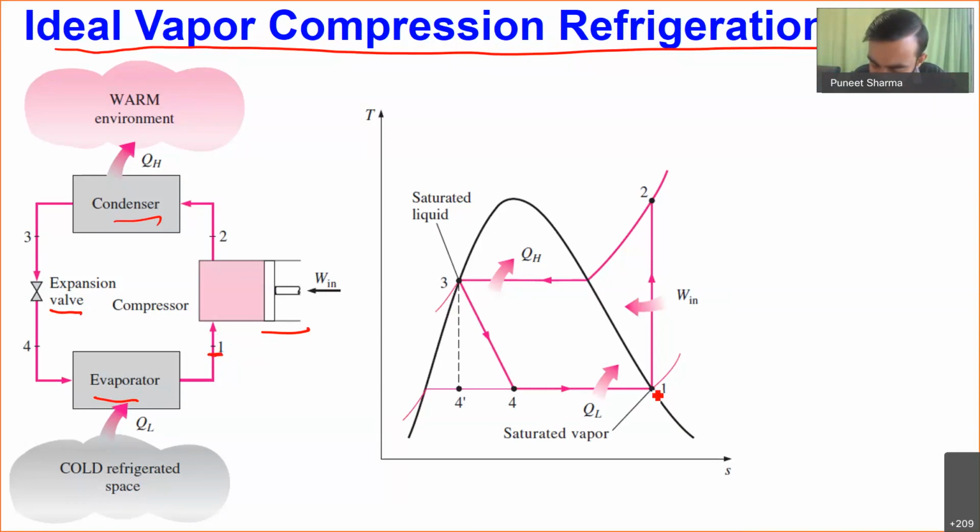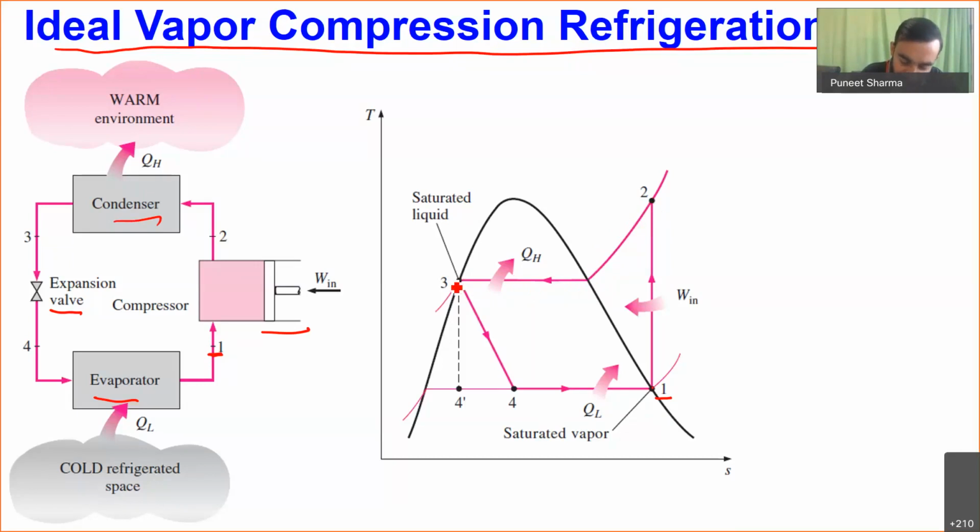You can see this is my point number 1 in the saturated vapor state. Then 1 to 2 we are doing isentropic compression, and after that, during 2 to 3, we have heat rejection inside the condenser. In the initial part of the heat rejection we have some sensible heat loss, and then some latent heat loss, which changes the phase from vapor to liquid.